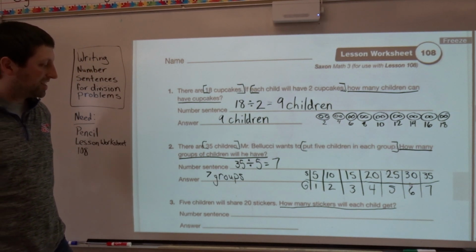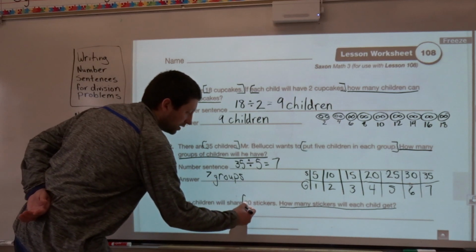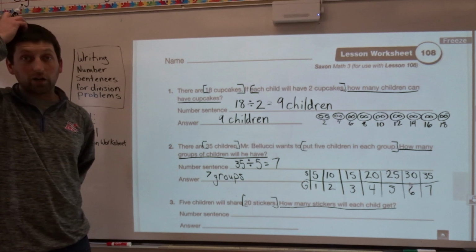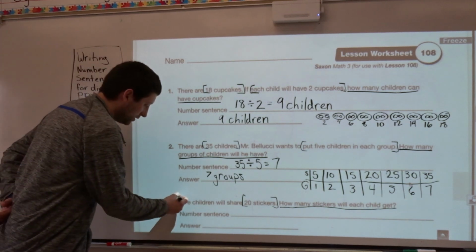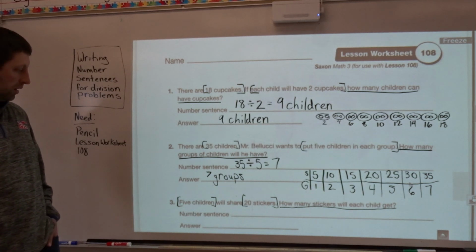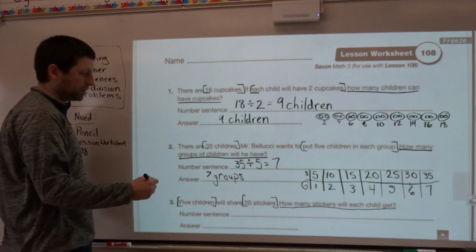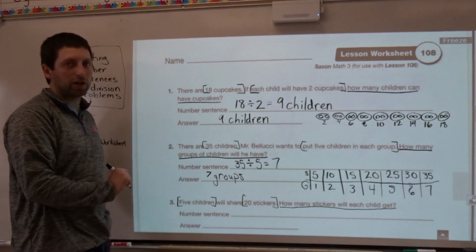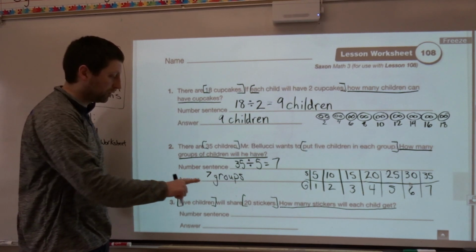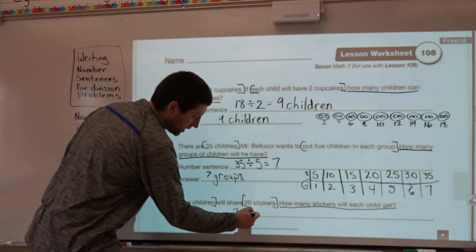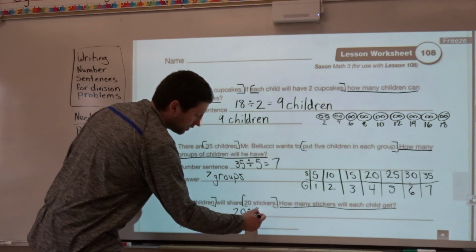Well, how many did they start with? They started with 20 stickers. And then I know that 5 children will get stickers. So for my number sentence, I don't want to write 5. They wrote this so you would write 5 first, 5 divided by 20, but that's incorrect. So we want to write 20 divided by 5.